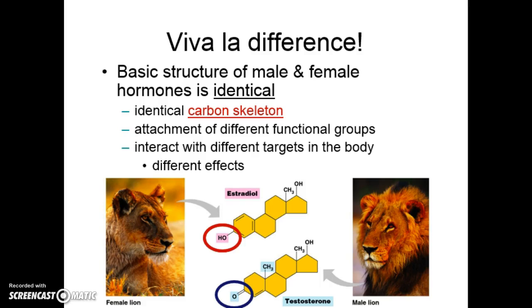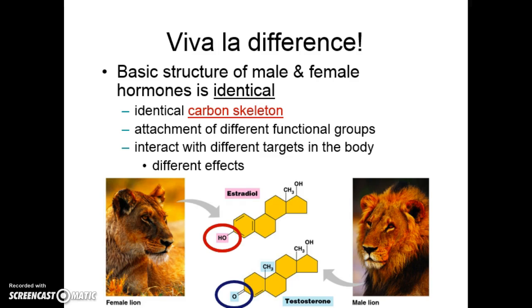This is part 3 of Chapter 4, and it is going to be covering what is found in Section 4.3. So we were talking about how the basic structure of male and female hormones is really identical, or at least almost identical. It has the same carbon skeleton with the different rings, the 4-ring structure. But the only difference is the attachment of different functional groups at 2 places. So the difference between estradiol and testosterone is very, very simple, and it makes a world of difference.